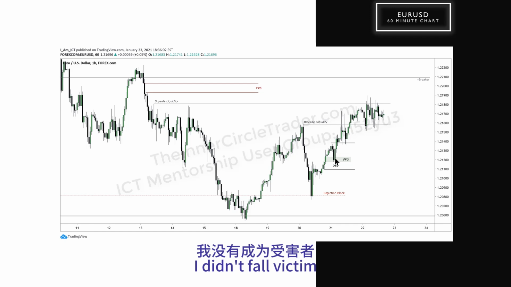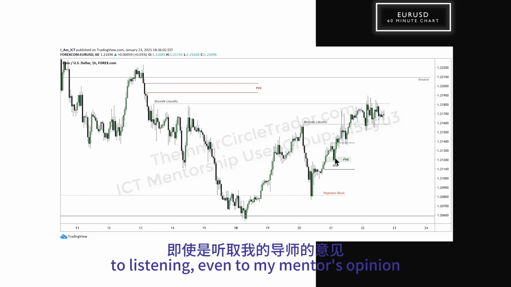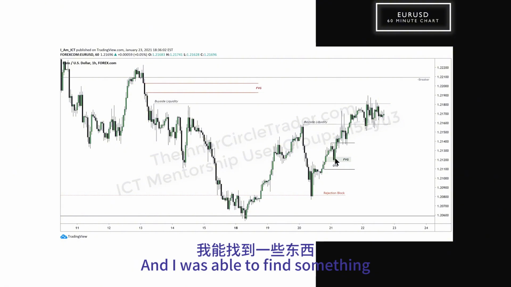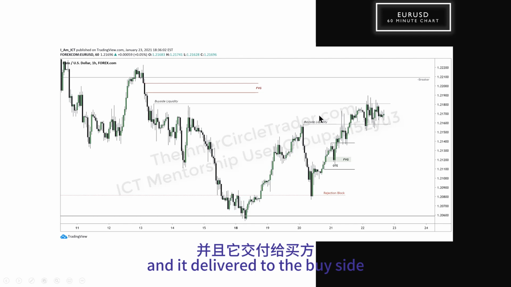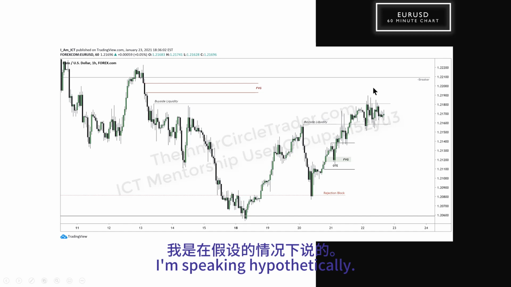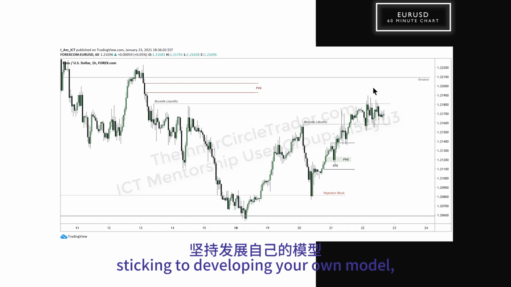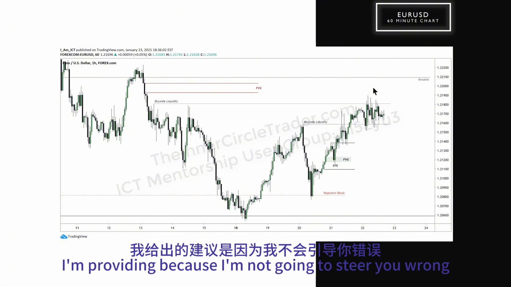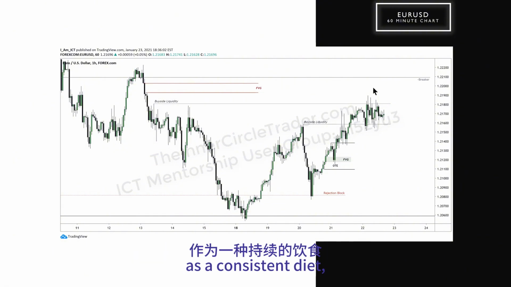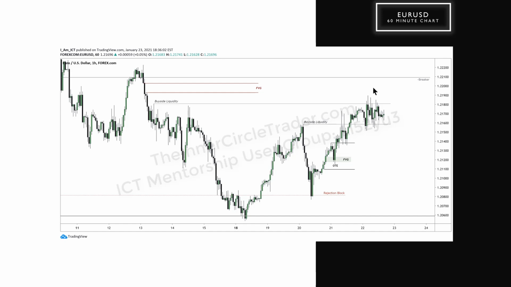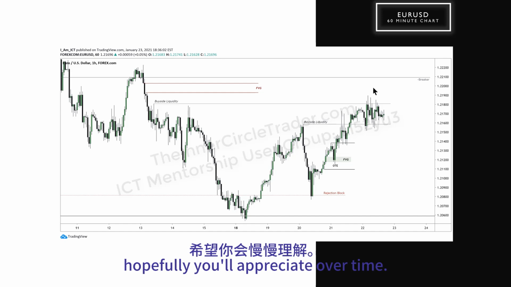I didn't fall victim to listening even to my mentor's opinion about how he would frame a setup, and I was able to find something in the price action, and it delivered to the buy side, and it offered me a setup. I'm speaking hypothetically. So that's the benefit of sticking to developing your own model, but still considering the lessons I'm providing you, because I'm not going to steer you wrong as a consistent diet, but I'm giving you context that hopefully you'll appreciate over time.